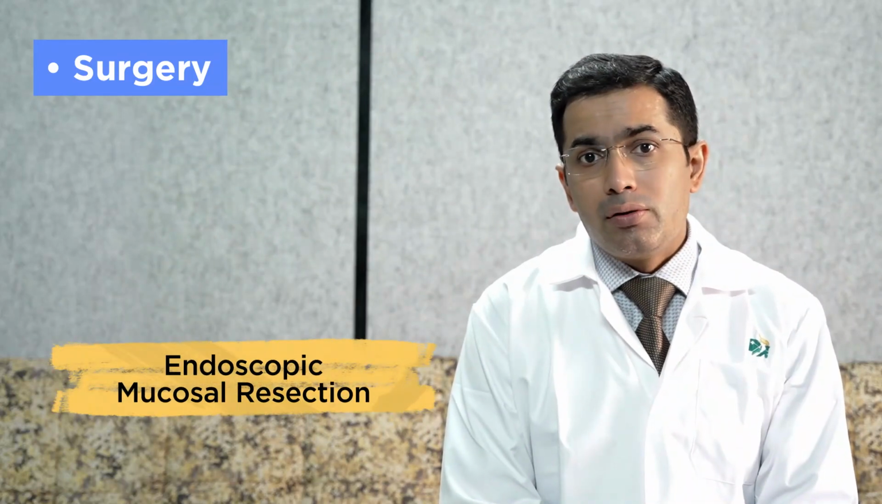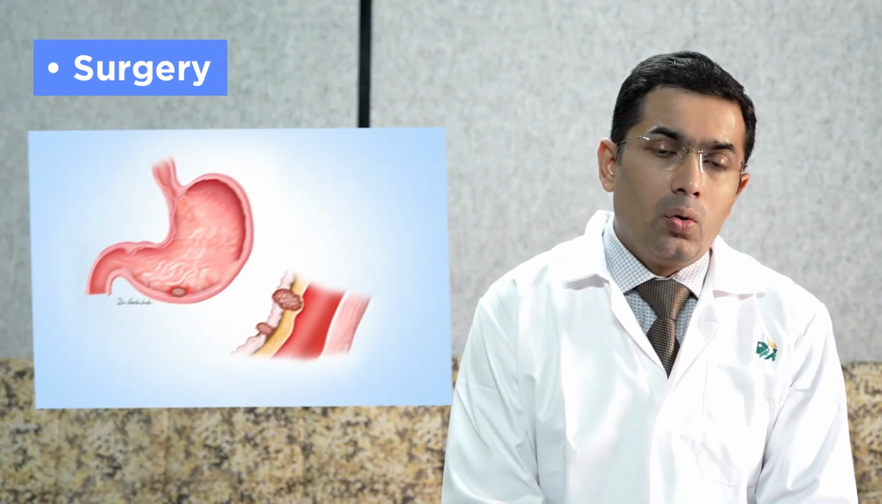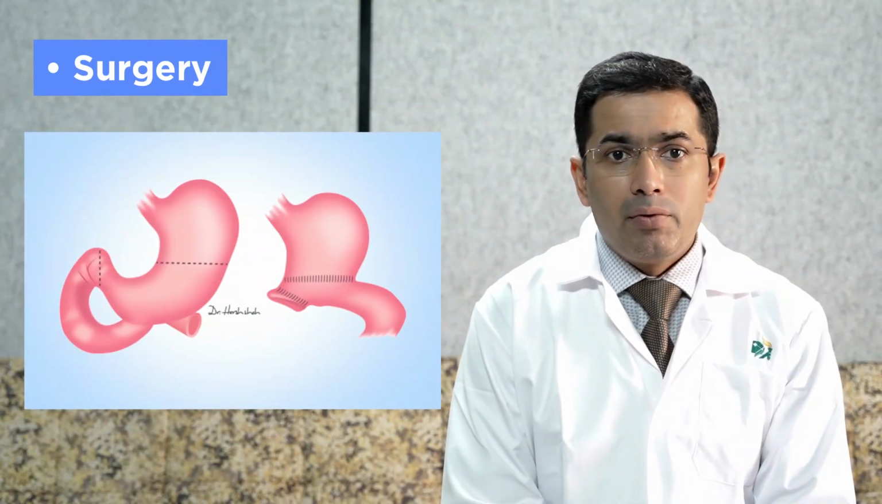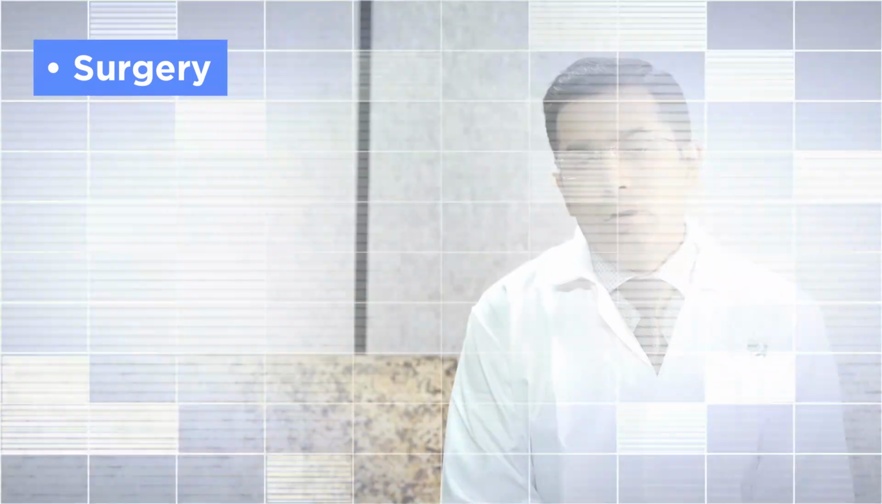For a very early stage like T1A cancer, treatment which is called endoscopic mucosal resection or endoscopic resection is the treatment of choice, which is where the tumor is removed by an endoscopy. In early stages like stage 1, when the cancer is still only within the stomach, surgery is used to remove the part of the stomach with the cancer and the nearby lymph nodes. This is called subtotal or partial gastrectomy. In a partial gastrectomy, the surgeon connects the remaining part of the stomach to the esophagus or the small intestine.